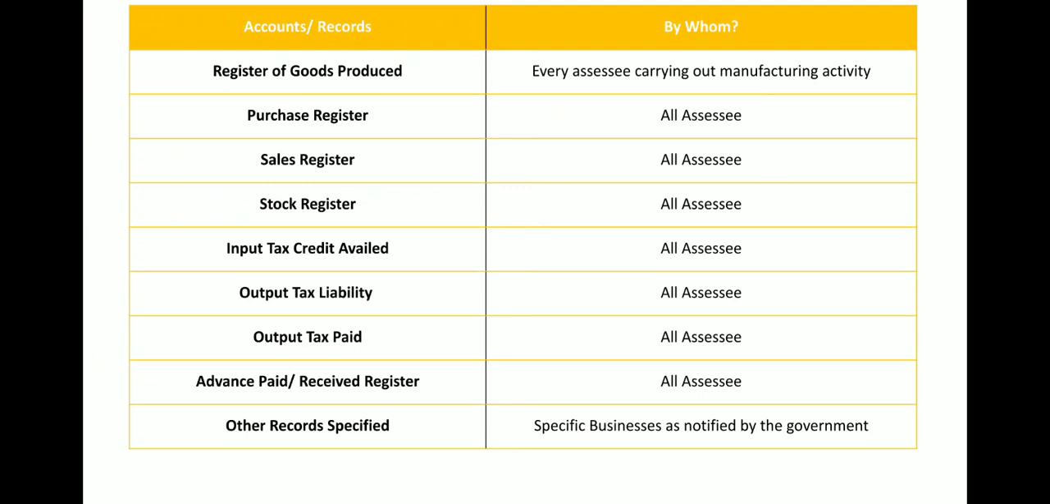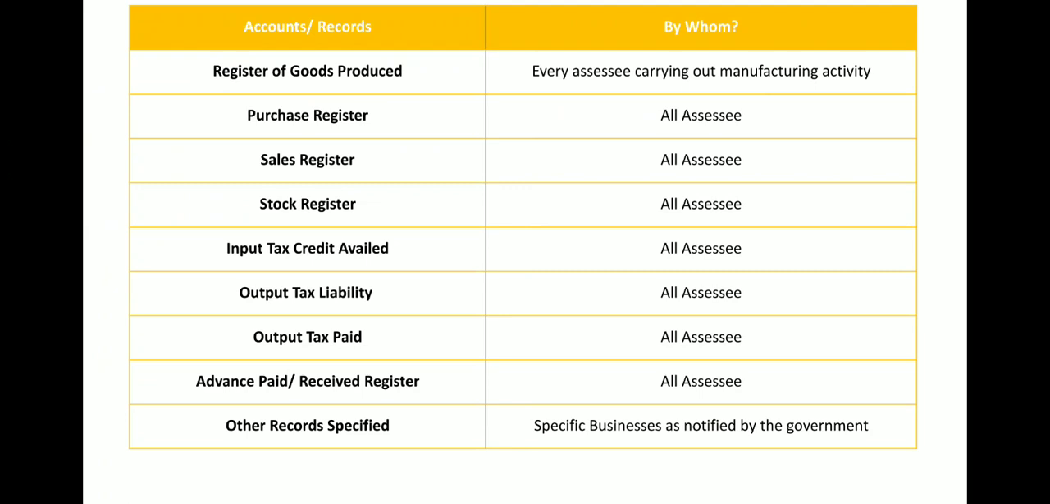And by whom is it prepared? Every assessee carrying out manufacturing activity. So whoever carries out a manufacturing activity has to prepare the register of goods produced. Okay, this is one record which is mandatorily prepared by the taxpayer. And the second record, or account, is the purchase register.